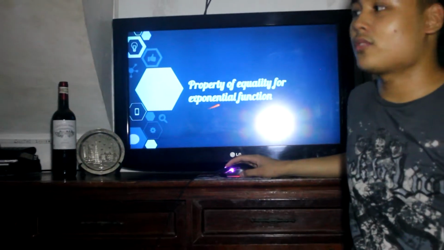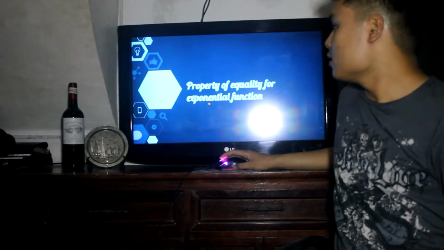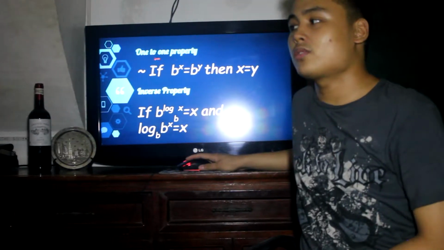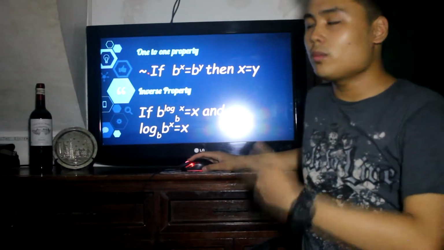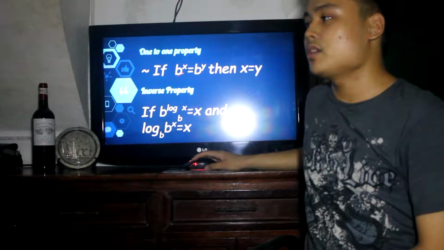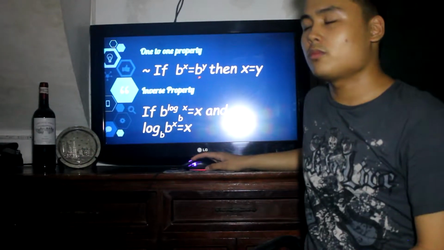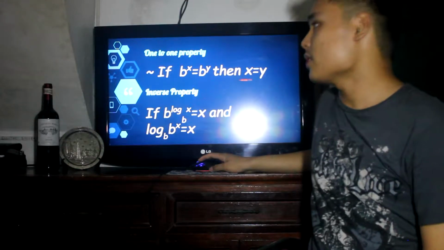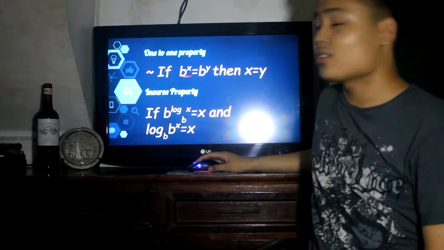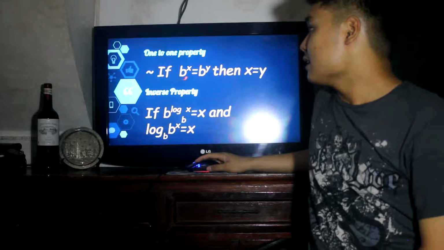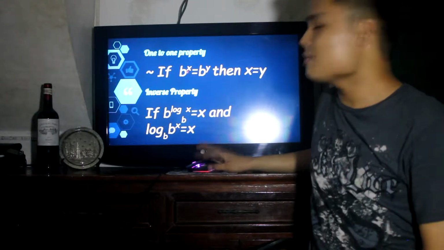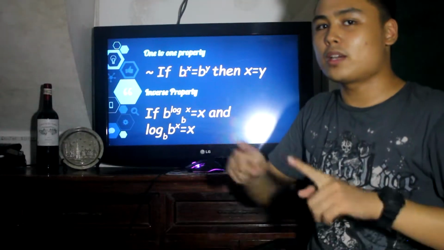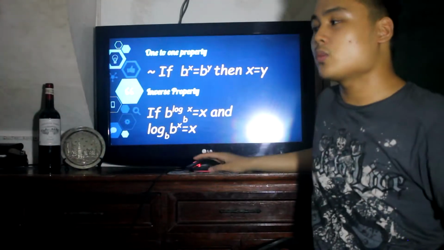Properties of equality for exponential function. We have one-to-one property. One-to-one property states that if b raised to x equals to b raised to y, then x is equals to y. So kapag same base, magkaiba ang exponent, equals pa rin sila.